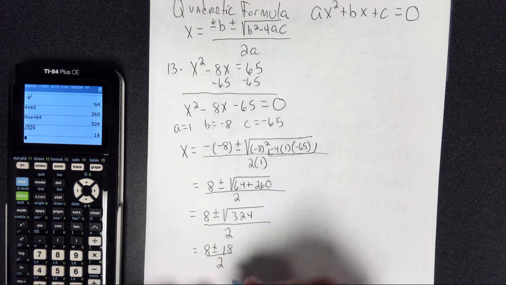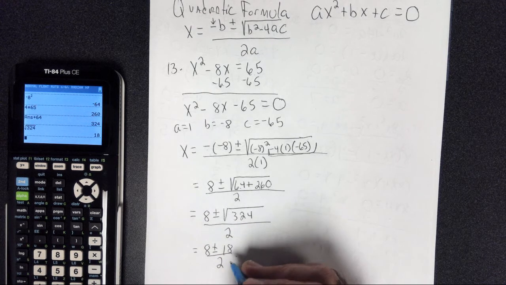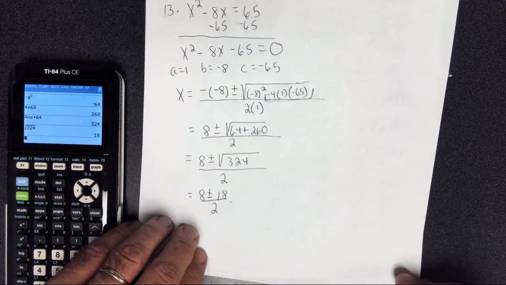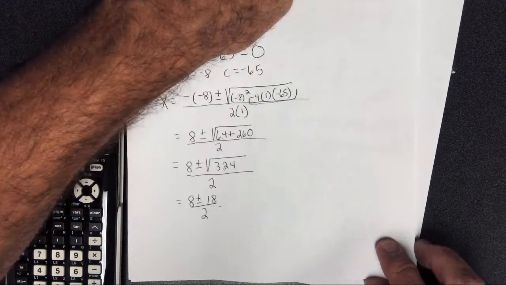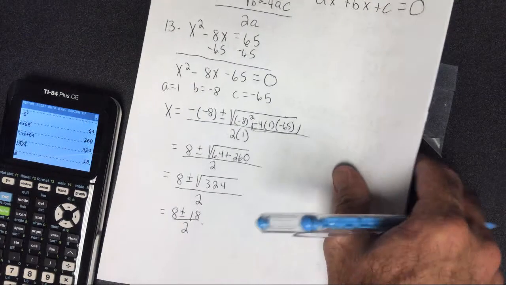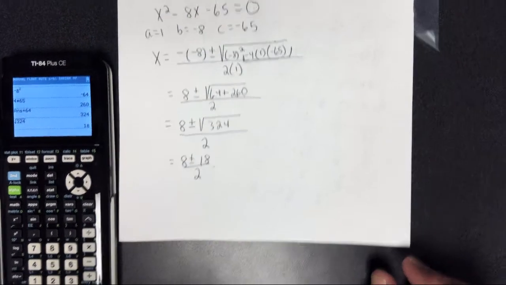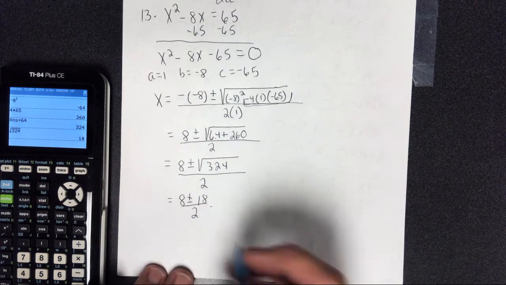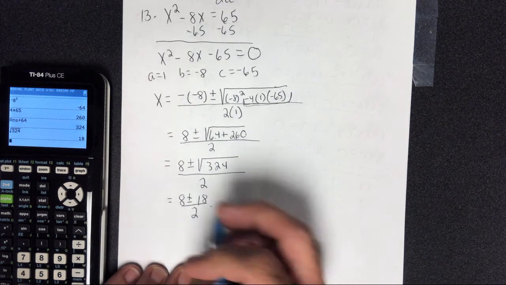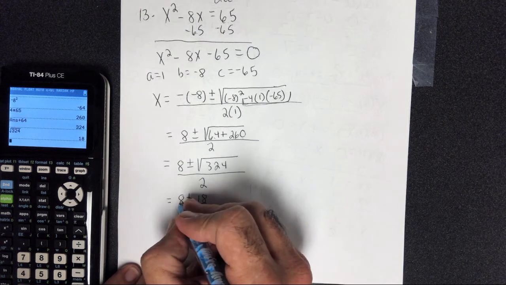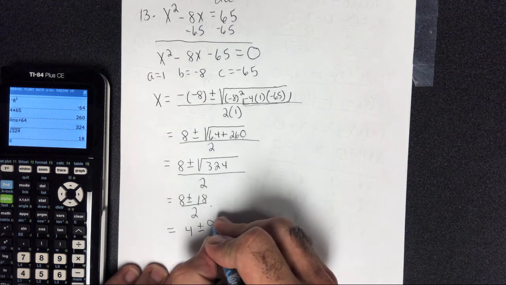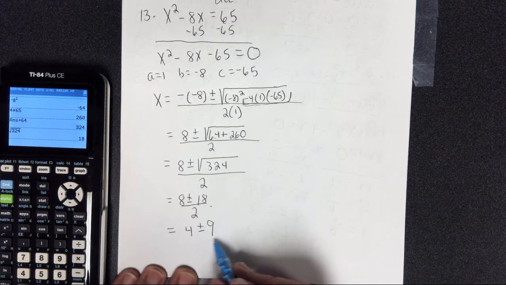So y'all, let me tell you, at this point, you could simplify this a little bit more before you try to get your two numbers. Oh, stuff is sticking. So let me get this back up here where I got some room. Alright, so since all three of these numbers divide by 2, I'm going to divide them all by 2, so I get 8 divided by 2 is 4, plus or minus 18 divided by 2 is 9. So I will use these two numbers to get my answers.